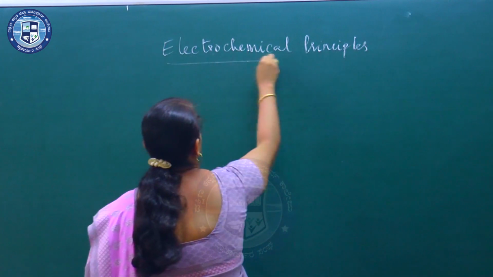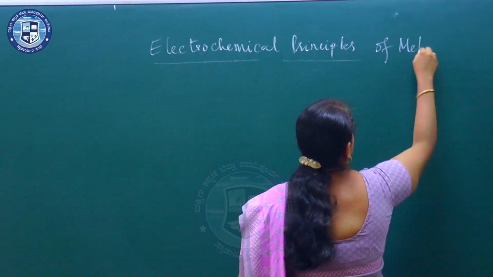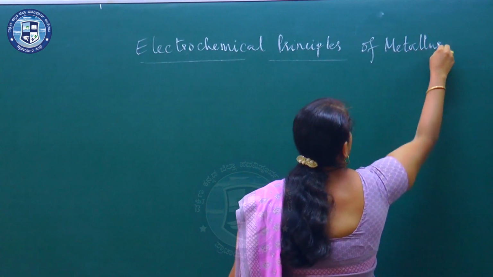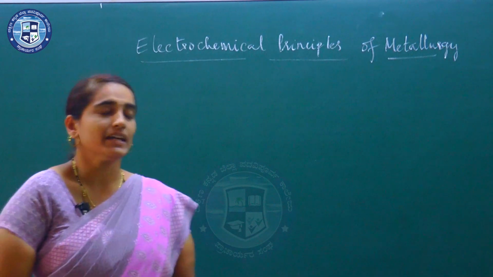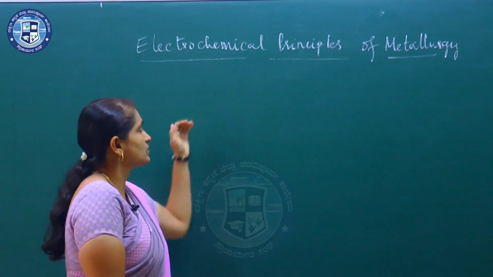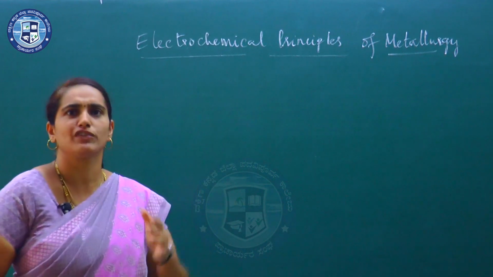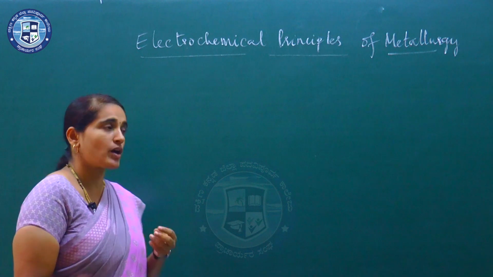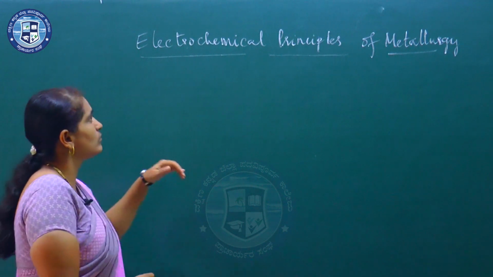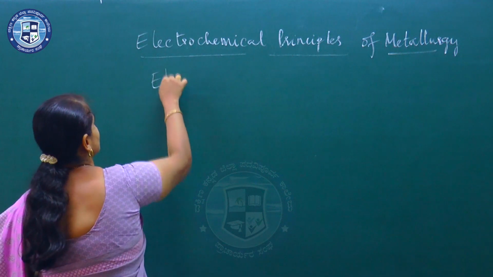Principles of electrochemistry can also be applied in the field of metallurgy. See, we have used all those thermodynamic principles to extract the metals, that is, selection of a reducing agent, isn't it? But there are certain elements or metals in general which can also be reduced by making use of the principles of electrolysis.